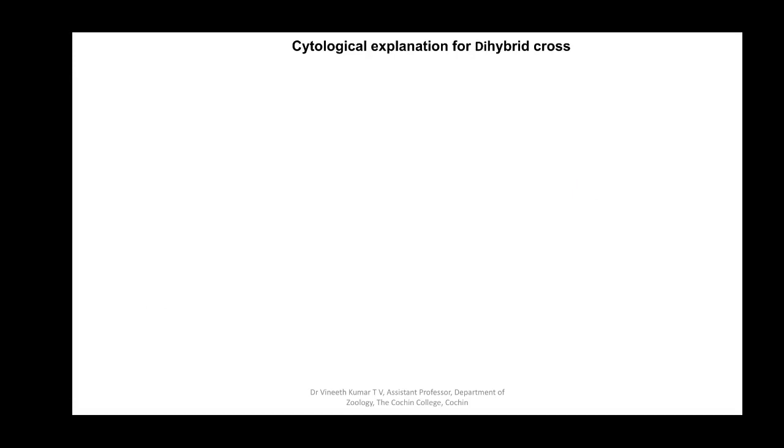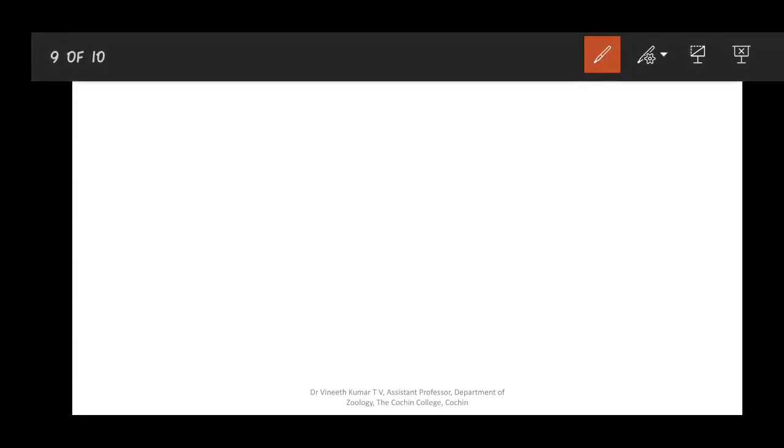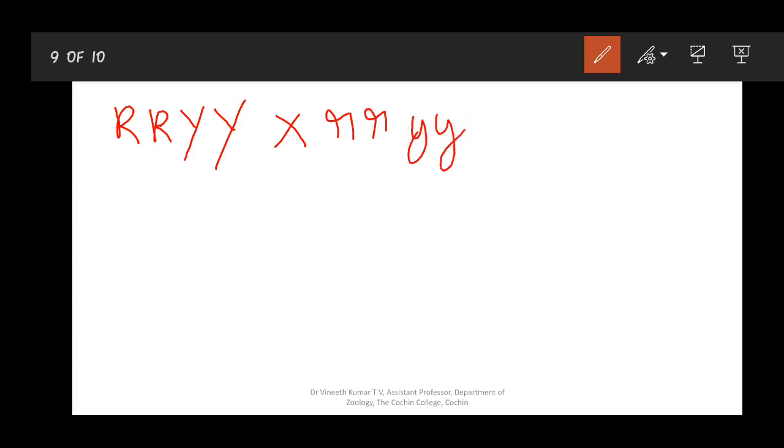So, the cytological explanation for the dihybrid cross. In a dihybrid cross, I am going to take round yellow seeds, which were found to be dominant in Mendel's experiment, over wrinkled green seeds. So these are the parents, and this was parent 1, and now we are going to see the gametes.